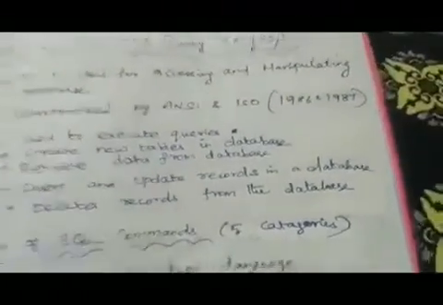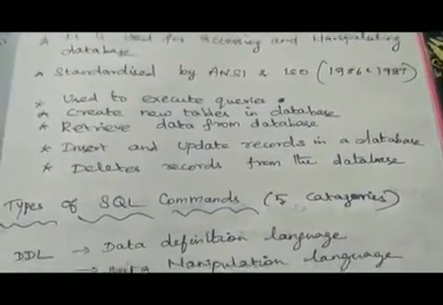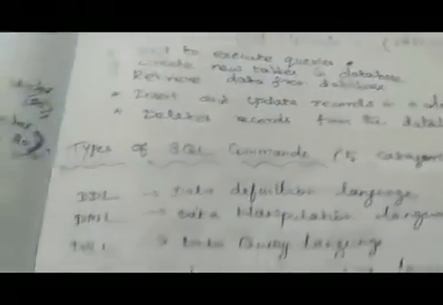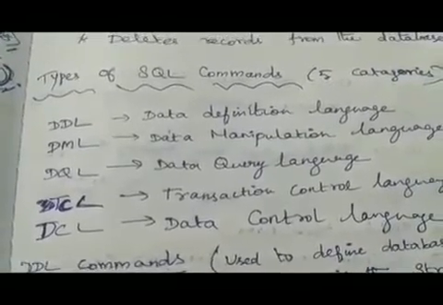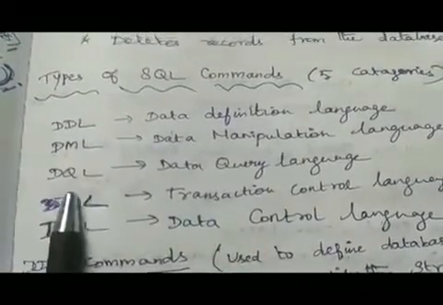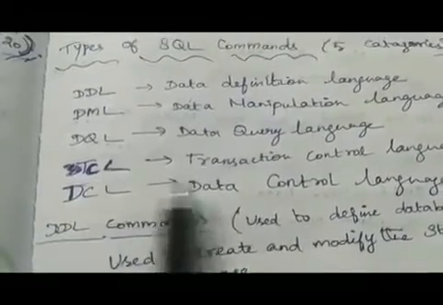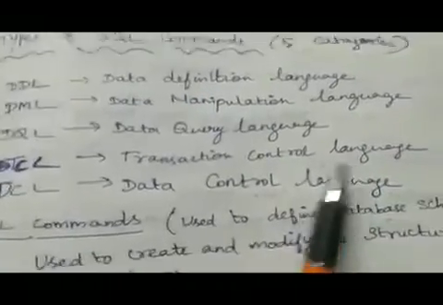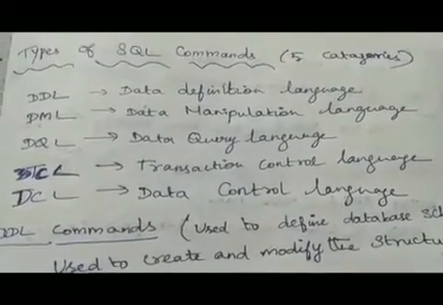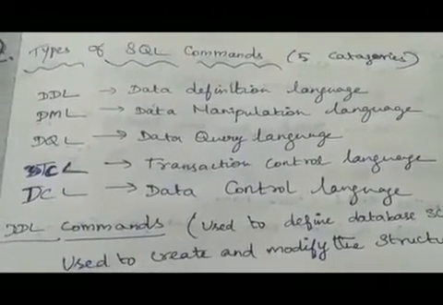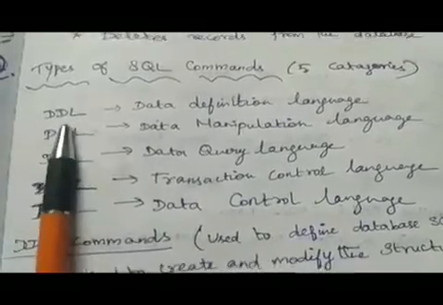SQL commands are mainly categorized into five: DDL, data definition language; DML, data manipulation language; DQL, data query language; TCL, transaction control language; and DCL, data control language. From the name itself we can identify the commands which are used for each purpose. First we are going to see about DDL.